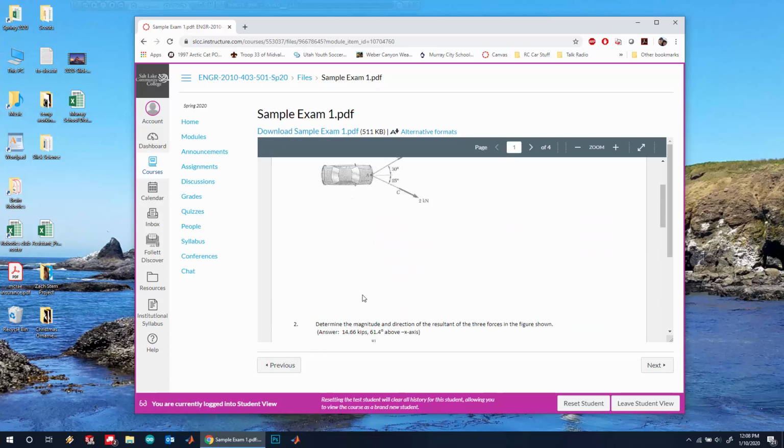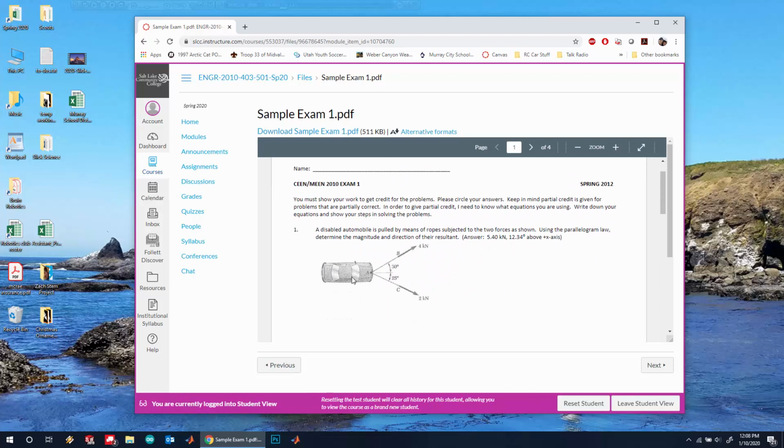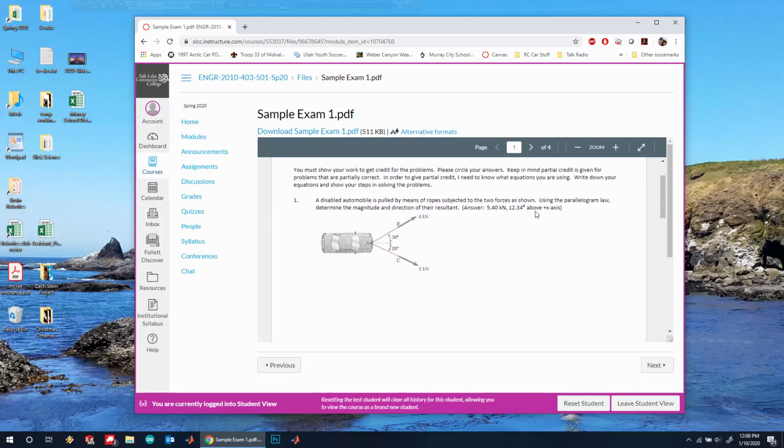But this is a good sample, and the big thing that's advantageous here is it actually gives you the answer, but not the solution. And so the key here is you can go through and make an effort to do it yourself, and then you can check and see if you got the right answer.